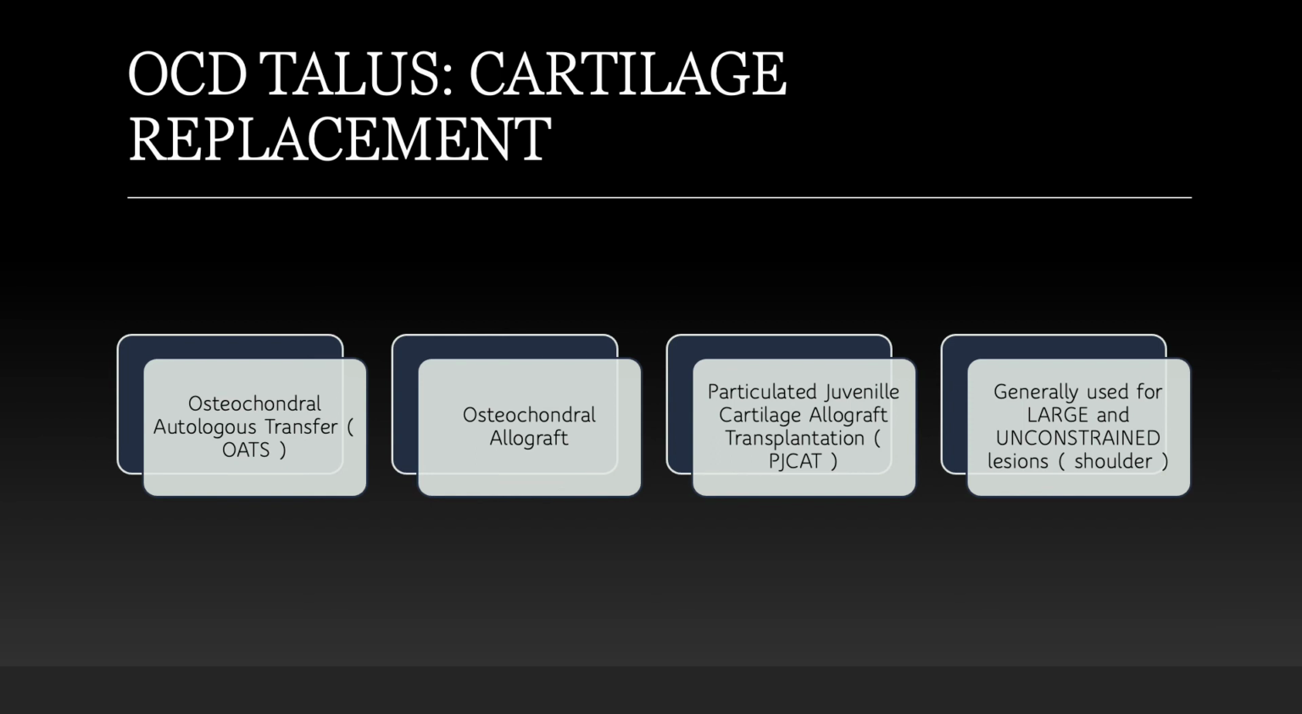So now that we've covered restorative or regenerative techniques, we'll talk about replacement techniques, and these would be subdivided into OATS, osteochondral allografts, and particulated juvenile cartilage allograft transplantation. And these are generally used for large and unconstrained lesions on the shoulder of the talus.